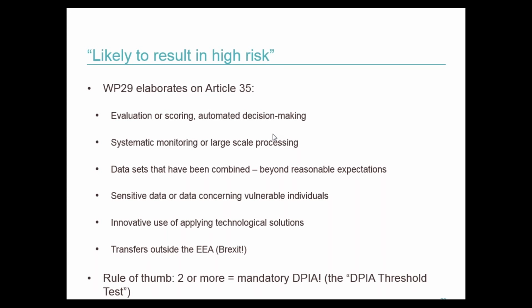So having set out what categories it generally considers will result in high risk, it sets out a rather less useful rule of thumb. If you can identify 2 or more of these, the Working Party considers a DPIA to be mandatory. And so you can see how, whether you need to do a DPIA or not, you will still need to do this DPIA threshold test. And you can see how easily that could be reached.